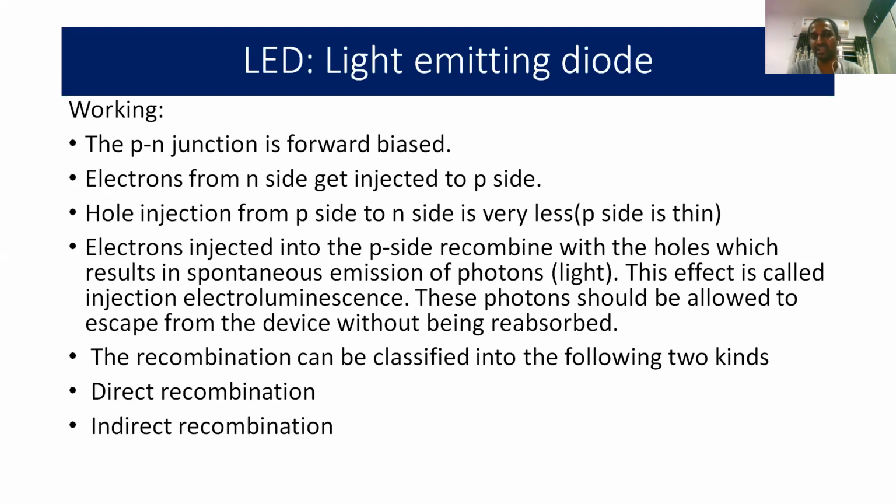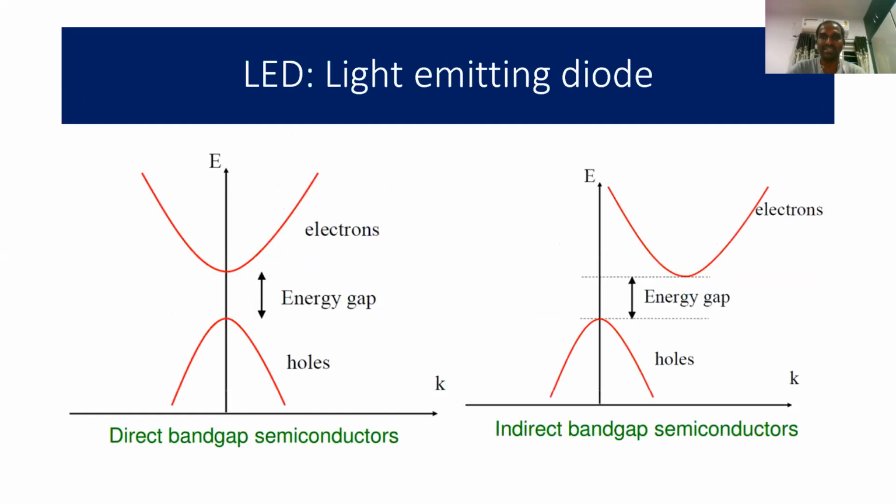We are injecting the charge carriers, we are injecting the light. As a result, we will be getting the better light in the form of electroluminescence. These photons should be allowed to escape from the device without being reabsorbed. The recombination can be classified into two categories: one is direct recombination and the other one is indirect recombination. So what are these direct and indirect recombination mechanisms?